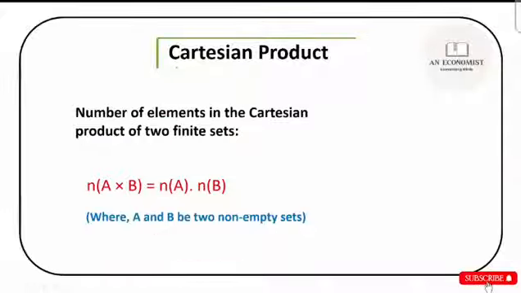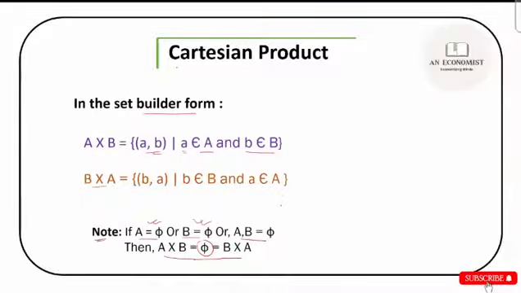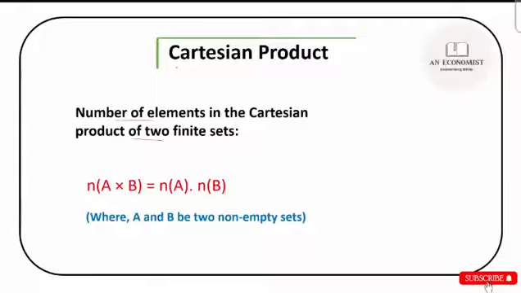Now let's talk about what will be the number of elements in the Cartesian product of two sets. Now for that you can manually definitely follow this method, that you write everything in the roster form and then count the number of elements in these sets. But there is a better way of doing this. If you know the number of elements of set A and the number of elements of set B, you can just multiply them and that will be the number of elements in set A cross B, right? Where A and B are two non-empty sets.